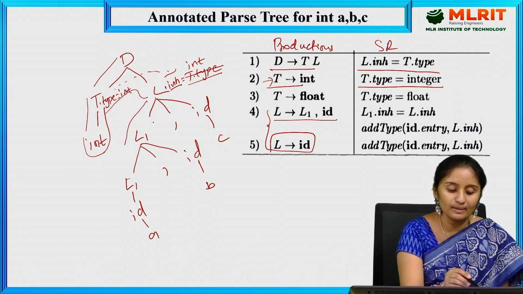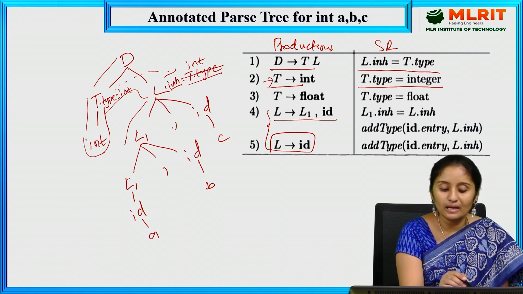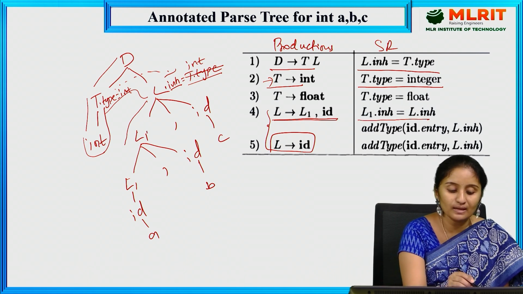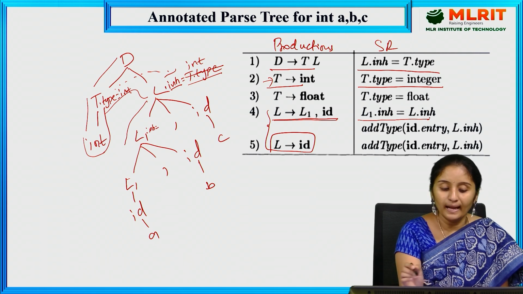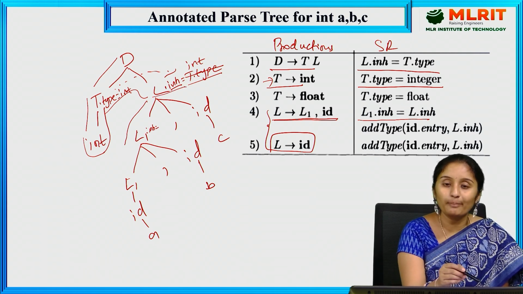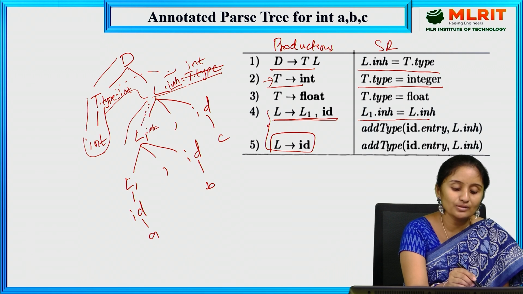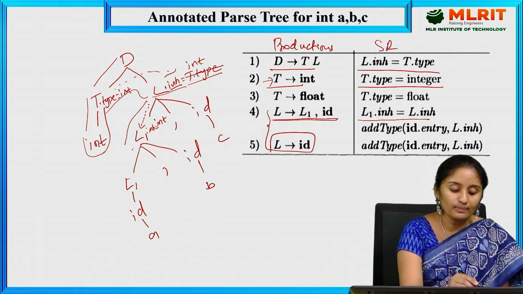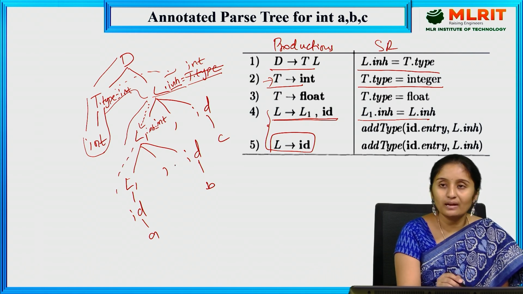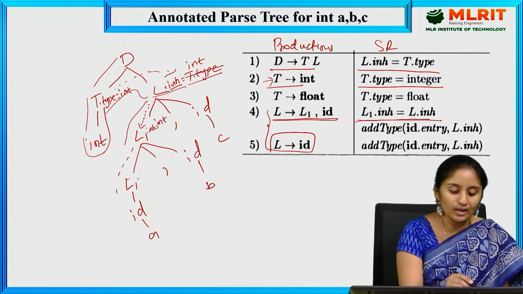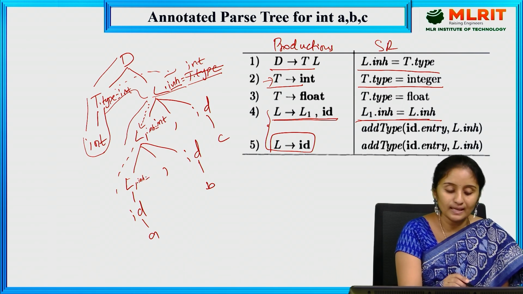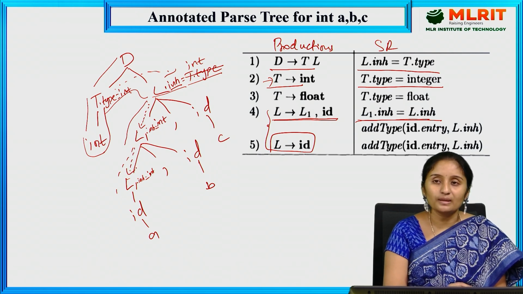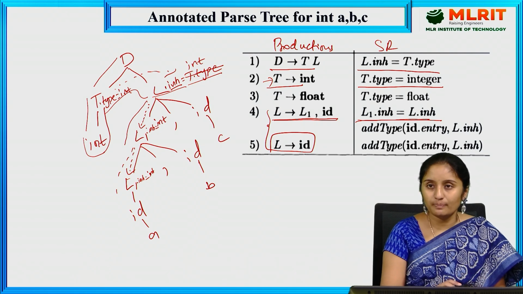So it completes, it comes here. L produces L1 comma ID. The action or the reduction says that L1 dot inherited is equal to L dot inherited. L dot inherited is the parent node for this one, so it is taking the values from its parent node, which is the integer value int. It comes here. L1 produces L1 comma ID, so L1 dot inherited is equal to integer. It is taking the values from its parent node. An inherited attribute takes the values from its sibling nodes or its parent node.